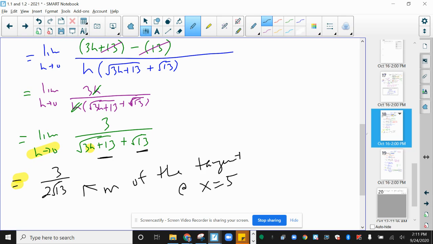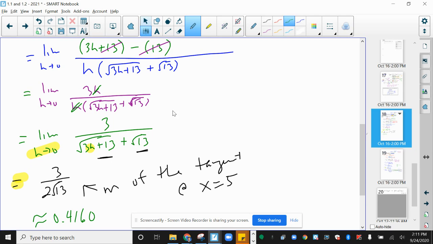And if you want to check your answer here, in a decimal form then, so we type this in, you get approximately 0.4160.